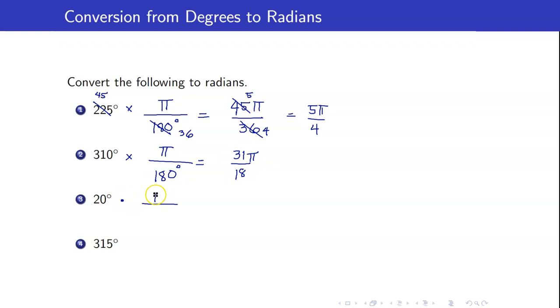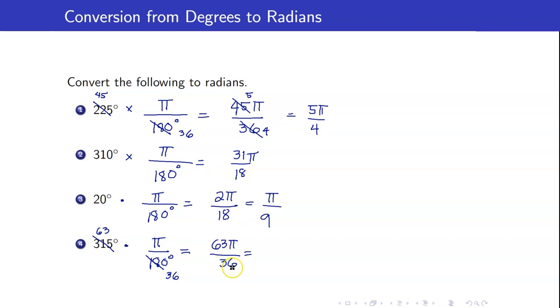This 120 degrees multiplied by pi over 180, we get 2 pi over 18 because 20 and 180 are divisible by 10. So therefore, this is pi over 9. And lastly, 315 degrees, multiply again by pi over 180 degrees. 315 and 180 are divisible by 5. This becomes 63. This becomes 36, but 63 and 36 are both divisible by 9, so therefore, this is 7 pi over 4.